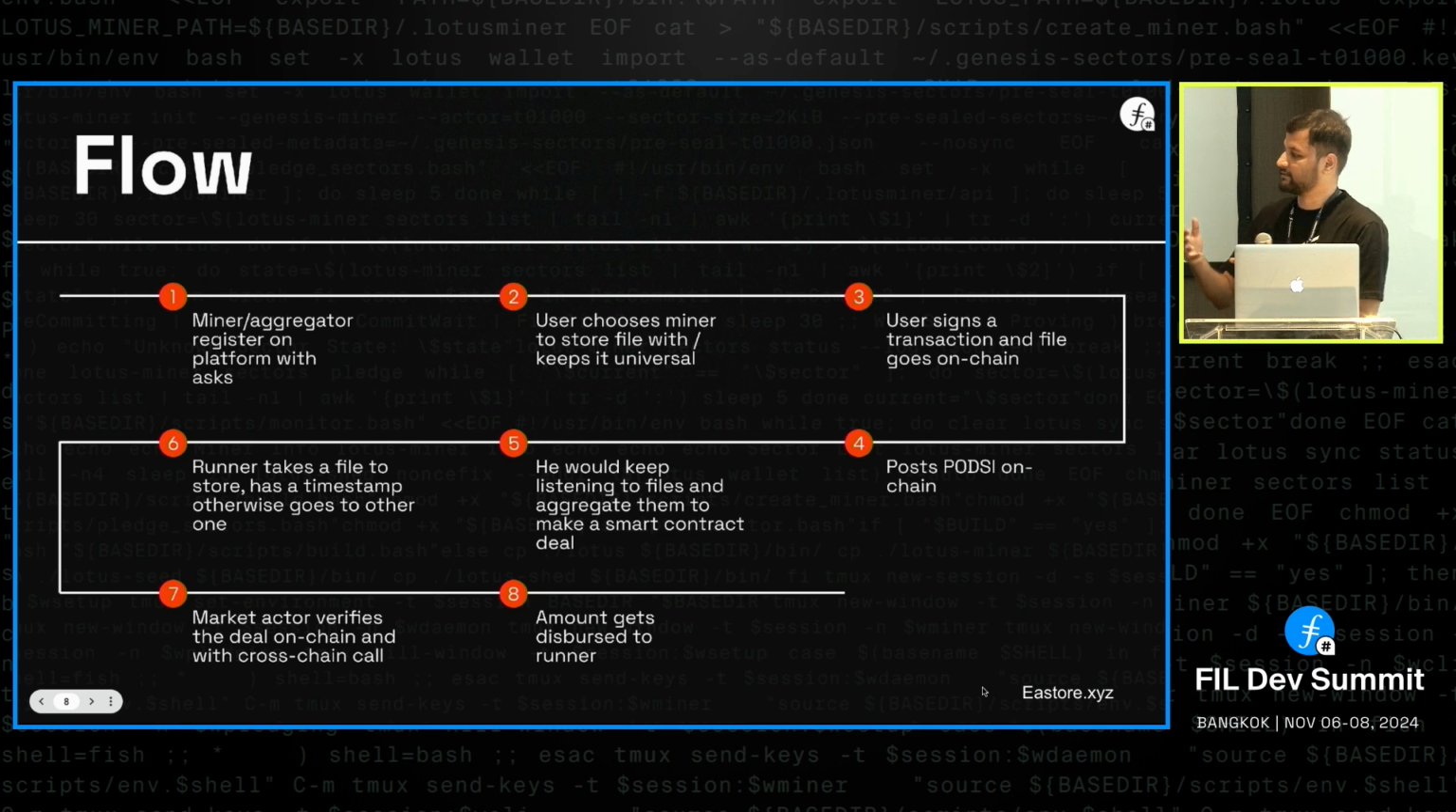So those are the next things. The same flow that I stated, the whole client-side flow: first of all, the miner has to come and register along with the stake. Then the user can choose the file. The user has to sign a transaction, and the file metadata goes on chain. The miner posts back the PoTS proof along with the address. He will keep listening to the files so as to aggregate them and keep making deals regularly.